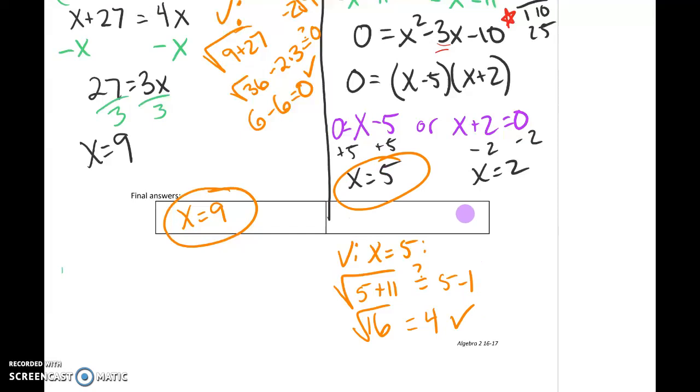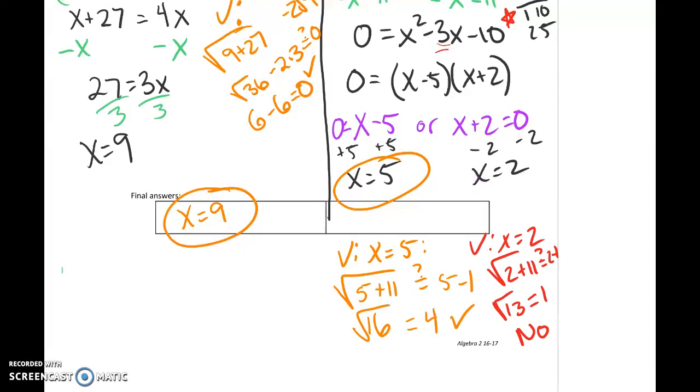Now we need to check x equals negative 2. I'm going to do this check in red. The square root of negative 2 plus 11, does that equal x minus 1, which is negative 2 minus 1? That becomes the square root of 9. Does that equal negative 3? No. That means that is extraneous.